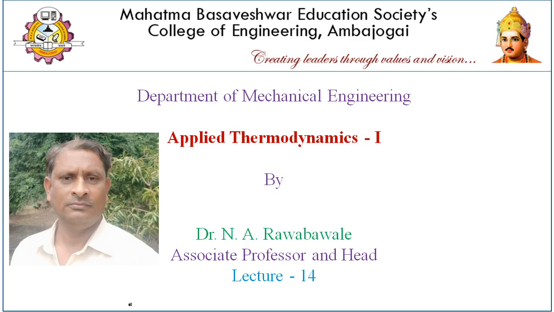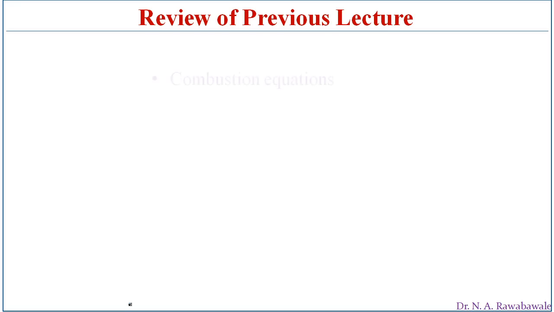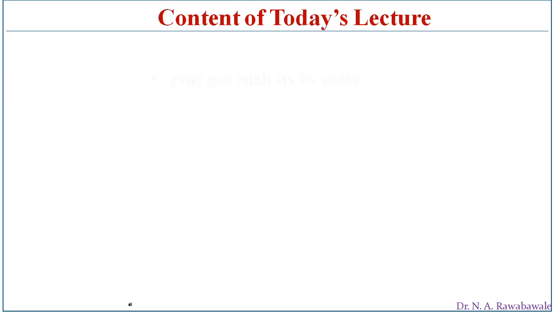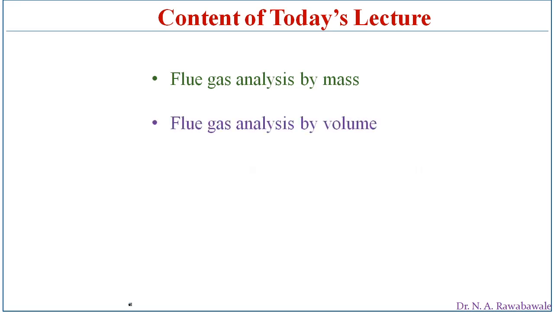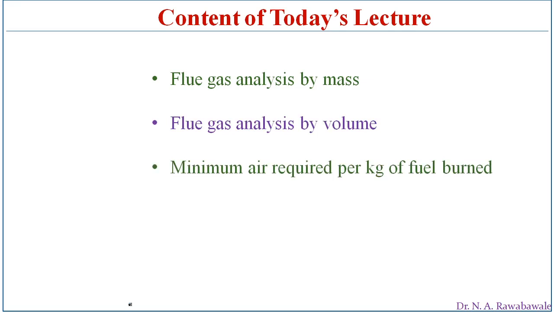So in the previous lecture we discussed combustion equations on the basis of mass analysis as well as volume analysis, which help us to determine the quantity of oxygen required to burn constituents of fuels such as carbon, hydrogen, sulfur, etc. Today we will discuss flue gas analysis by mass, flue gas analysis by volume, and the minimum air required per kg of fuel to be burned.